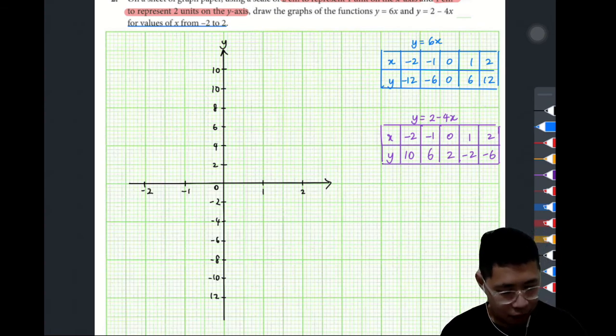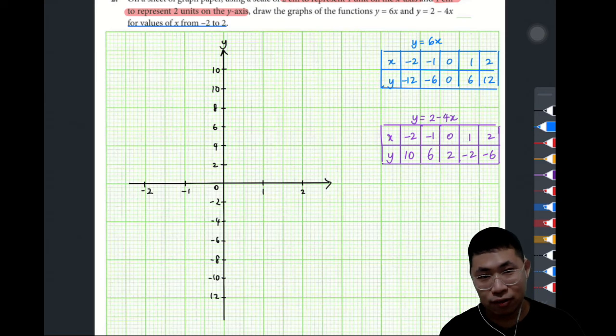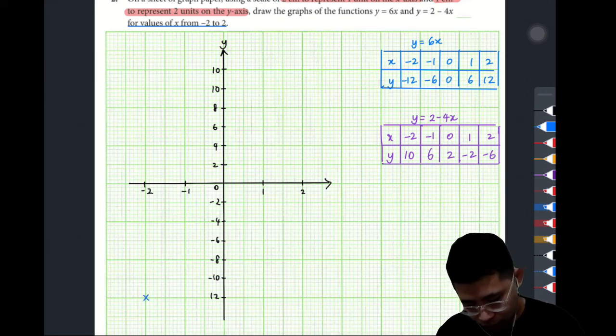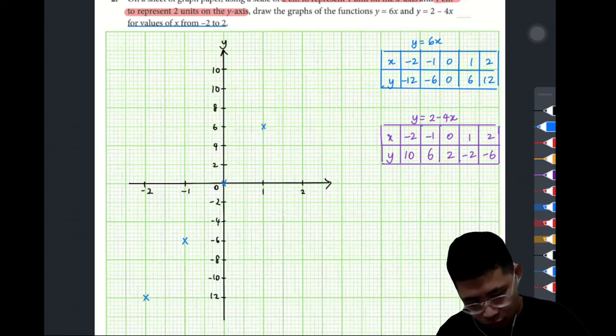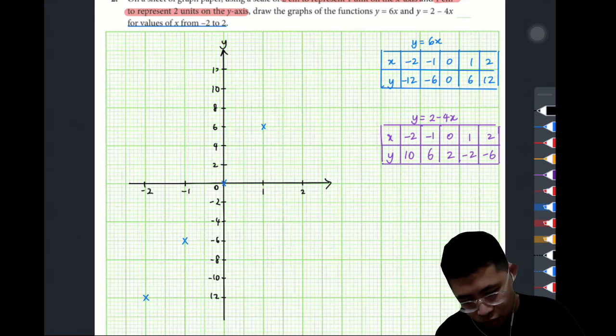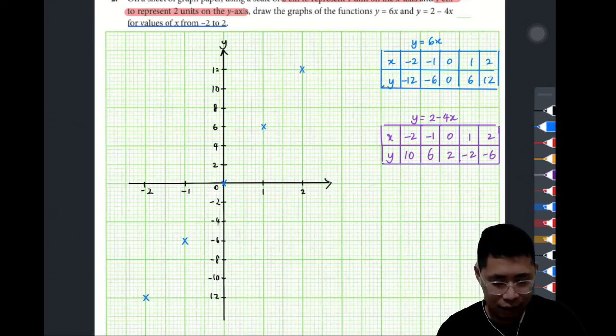Okay, so now let me plot the blue one. We have coordinates of -2 and -12, coordinate of -1 and -6, coordinate of 0, 0 at the origin, coordinate of 1, 6, coordinate of 2 and, oops, not 10, 2 and 12. So 2, 12 over here. Then I can join them with a straight line.